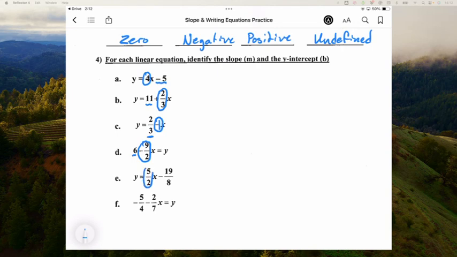Slope here again is the number that is attached to the x, or the coefficient of x. That's 5 over 2. Y-intercept is -19. Slope here, -2 over 7. It's the coefficient of x. Y-intercept, -5 over 4.